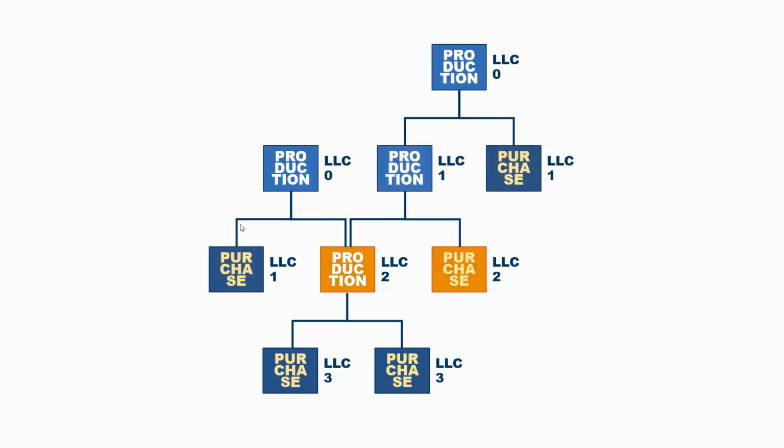So you could also have a purchase item that doesn't go into anything because you just buy it and sell it. That would be a low-level code 0 item. This is the base functionality of low-level coding.